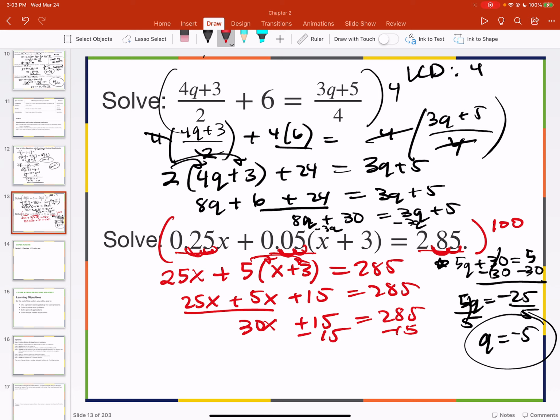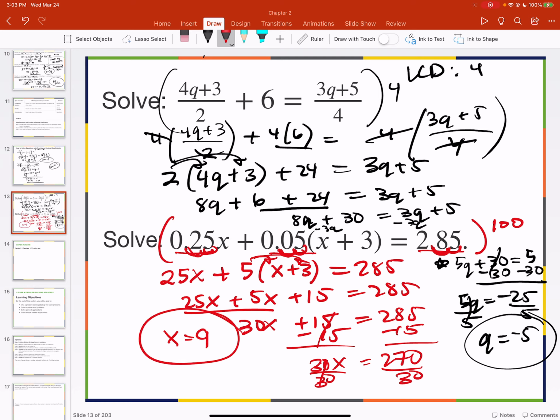Subtract 15 from both sides. You get 30x is equal to 270. Divide by 30, and you get x is equal to 9. Okay? So that is it for this section.